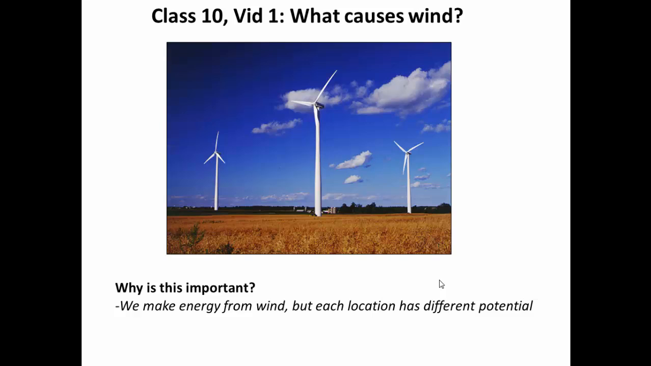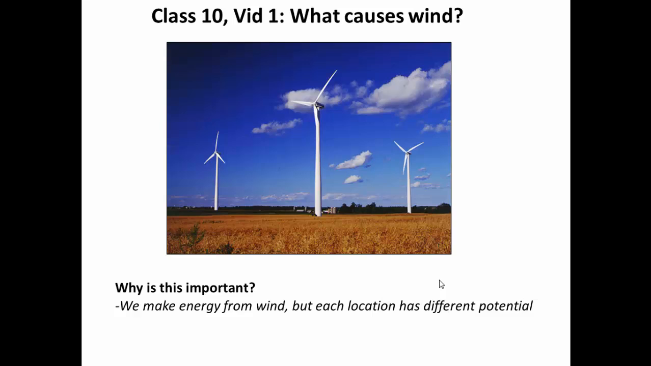In this first video we're going to look at what causes wind, and this is part of our sequence on Earth's energy budget and renewable energy. So in recent videos we've looked at energy transfer between different heat reservoirs on Earth. In the last video we looked at solar insolation and how wind and clouds arise from differences in solar insolation.